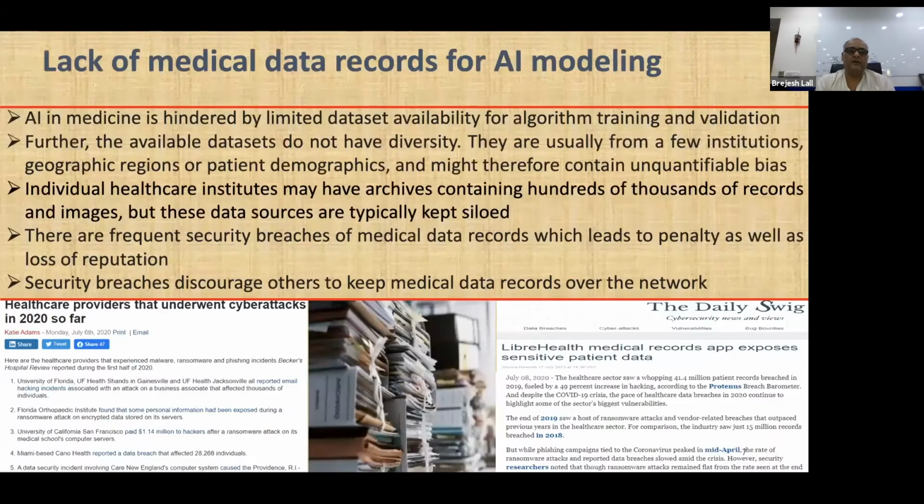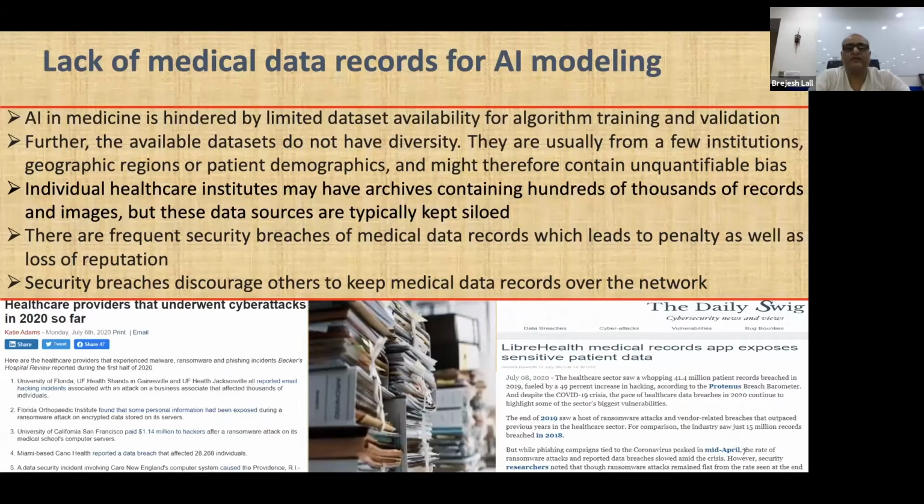Now, the problem here, of course, is that medical data records, or data records in general, are the lifeblood of AI modeling. AI modeling works only if you have a large amount of data and this data is correctly curated and correctly annotated. In case the ground truth labels are incorrect, or if the data has not been correctly or sufficiently recorded, you will run into problems when you try to train the AI model.